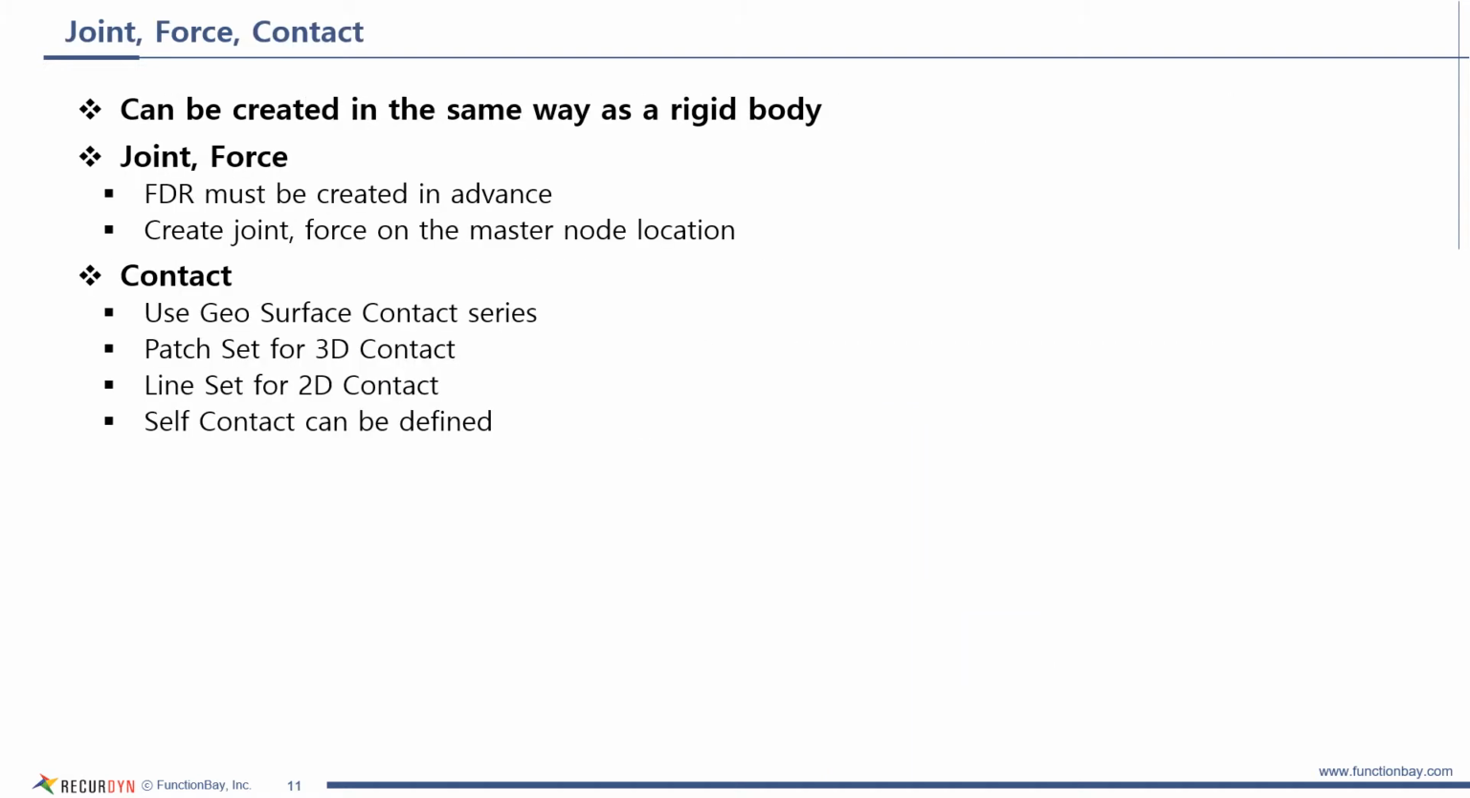When converting a rigid body to a flexible body, the joints and forces are preserved using the G-modeling technology. But sometimes, users need to create new joints, forces, and contacts. Basically, you can create them in the same way as a rigid body. However, in the case of joint and force, FDR must be created in advance, and joint and force must be created on the FDR's master node location. For contact, it is recommended to use the GeoSurface contact series. For 3D contact, you need to create a patch set in advance. For 2D set, you need to create a line set and define the contact using them.